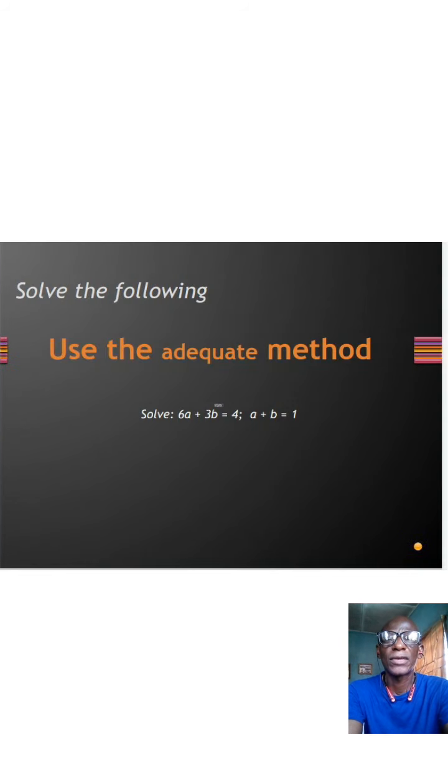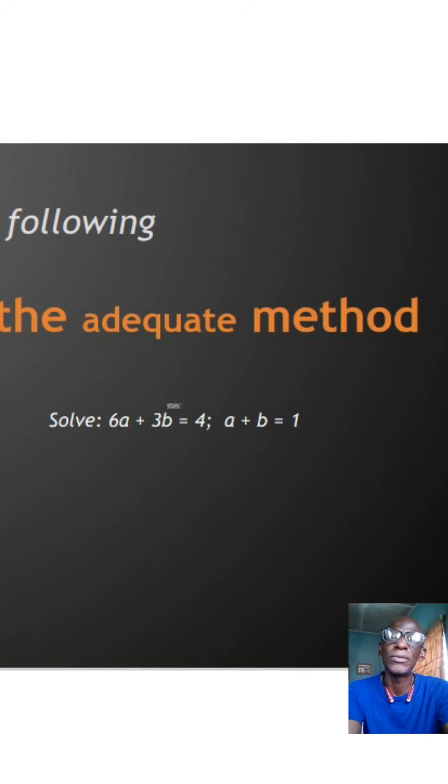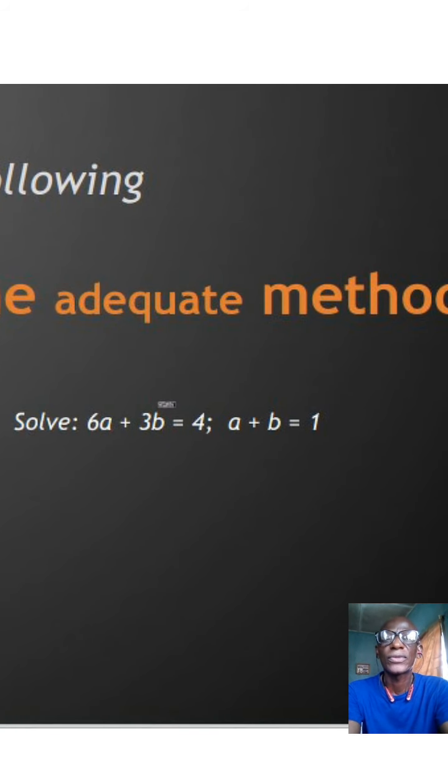And in this next slide, we're asked to use an adequate method. Since I said we have the elimination method and we have another method, that is the substitution method, you have to use an adequate method to solve this. 6a plus 3b is equal to 4. a plus b is equal to 1. What method do you think we should use in this equation based on what you have there?